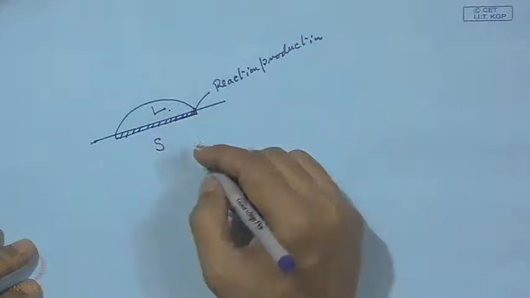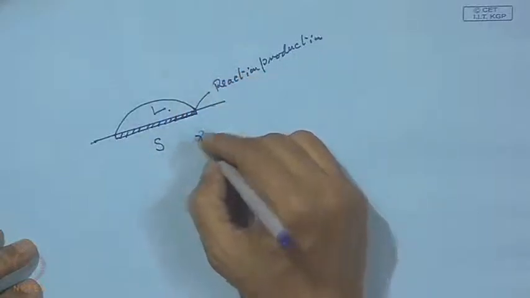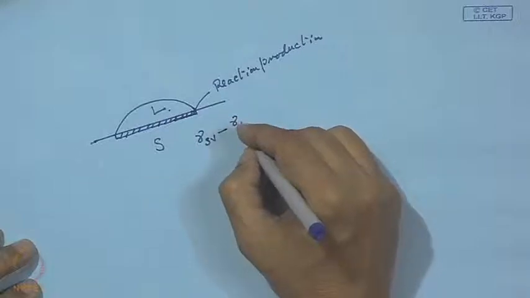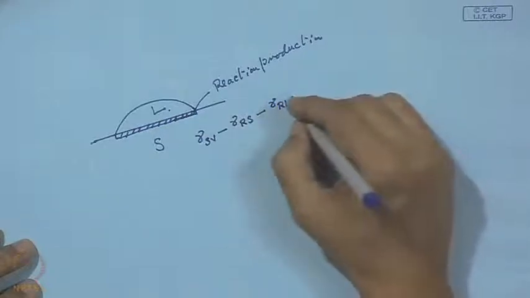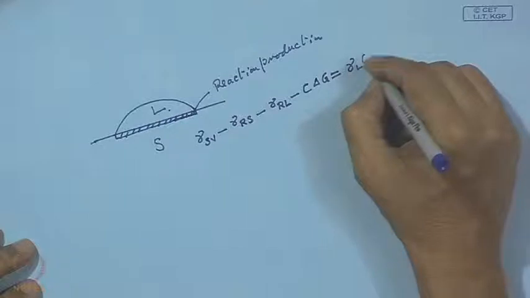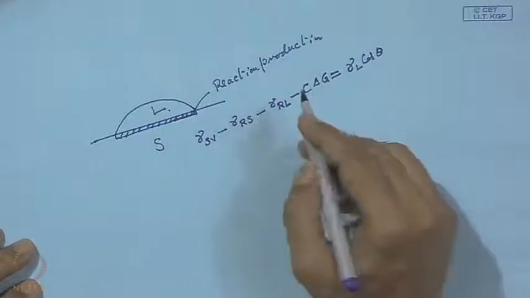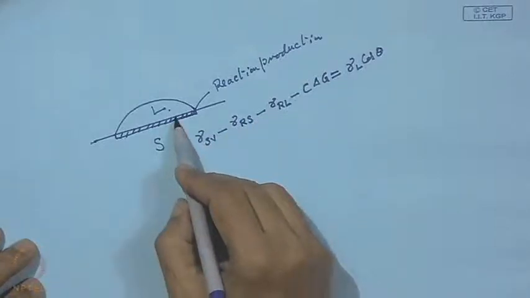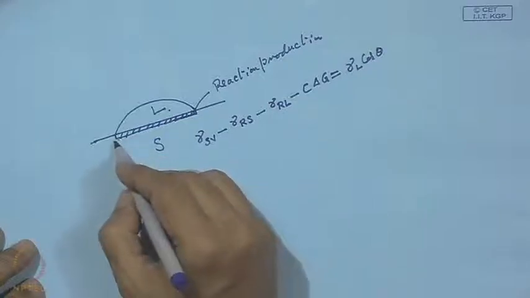And in this case, we have to modify this Young's equation showing the balance of force just by writing gamma SV minus gamma RS minus gamma RL minus C into delta G, which is equal to gamma L into cos theta. So, this is just the modification with respect to a non-wetting case. So, here we have brought gamma RS, which is actually the interfacial energy between this reaction layer and the solid. So, R stands for the reaction layer and this is the interfacial energy in this boundary.